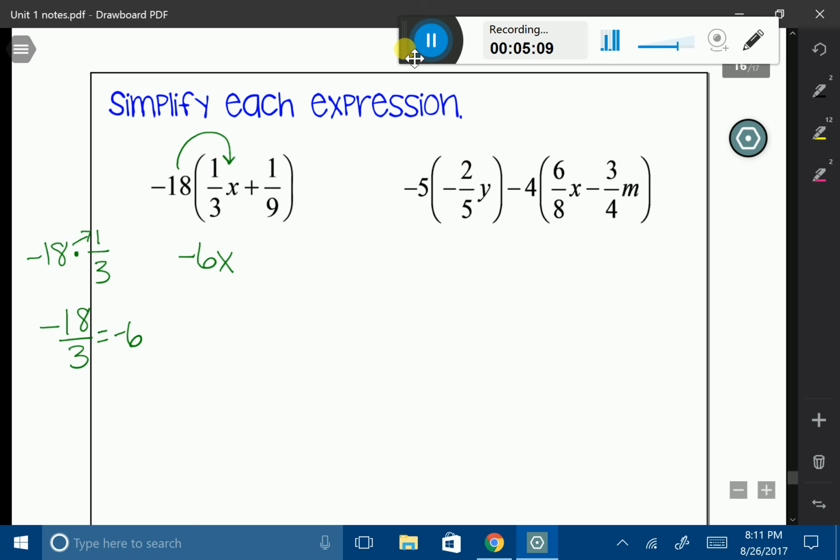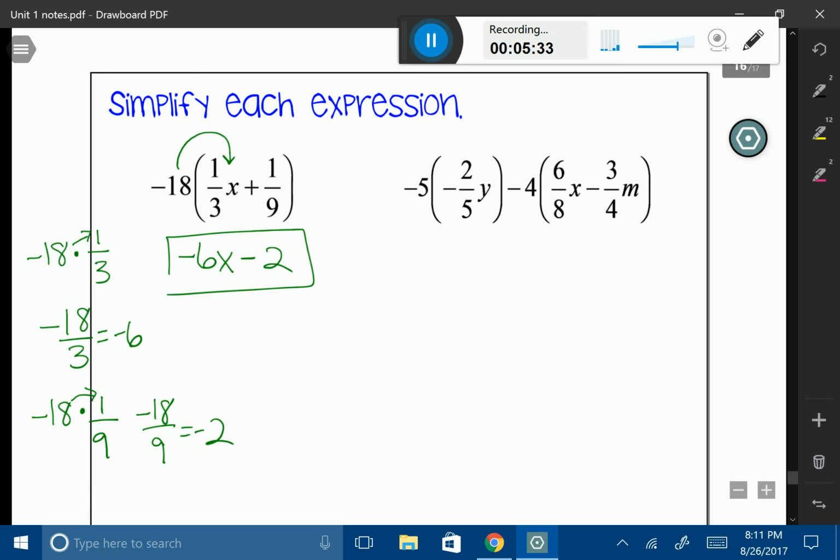Same thing. I'm going to write it down here. Negative 18, I'm going to multiply it by positive 1/9. It's going to look like this, right? Multiply the tops together to give you negative 18 over 9. Well, negative 18 over 9 is just going to be negative 2. So I'm going to say minus 2. That's it.